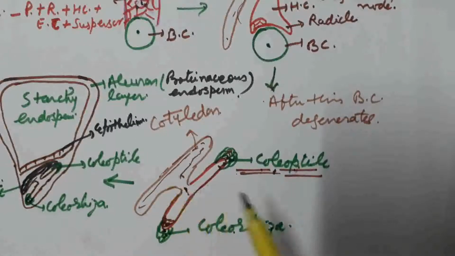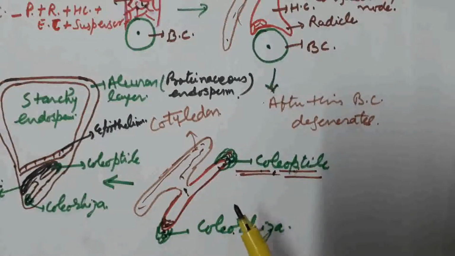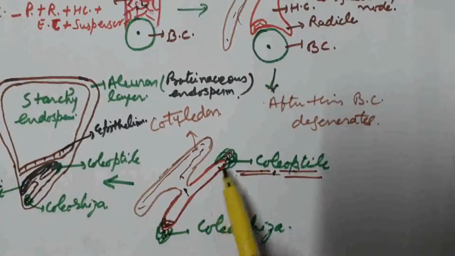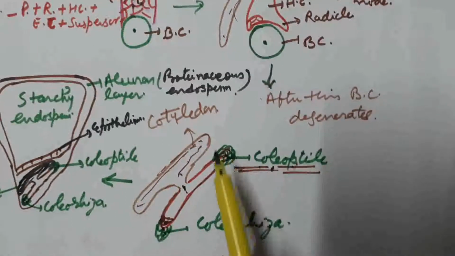The scutellum or cotyledon in this case is thin and papery. The food is not stored in the cotyledon in the case of the monocot embryo, and we call the cotyledon the scutellum. This structure is present inside the seed.